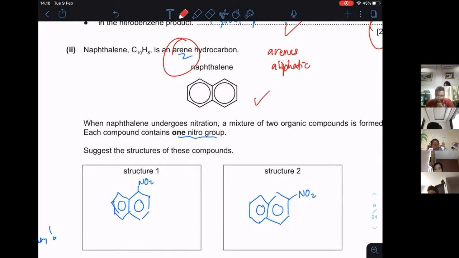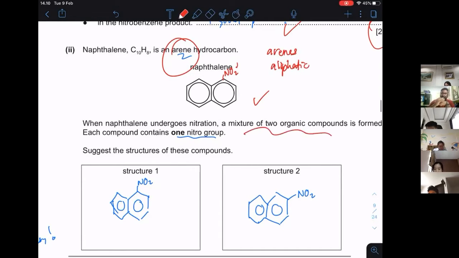When naphthalene undergoes nitration, a mixture of two organic compounds is formed. Each of the compounds formed contains one nitro group, so you cannot have more than one. So if I decide to have the NO2 here, it's okay. That's it. But they have mentioned a mixture of two organic compounds.